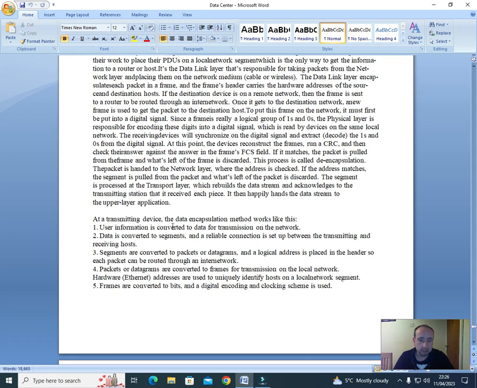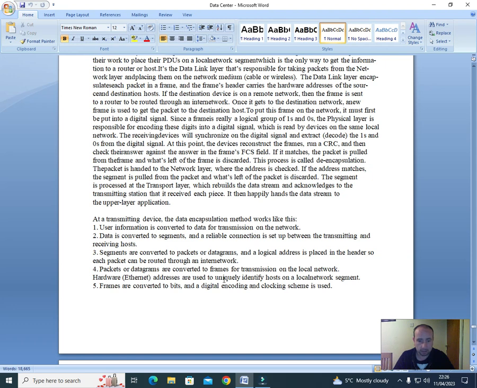At a transmitting device, the data encapsulation method works like this. User information is converted to data for transmission on the network. Data is converted to segments and a reliable connection is set up between the transmitting and receiving host. Segments are converted to packets or datagrams and a logical address is placed in the header so each packet can be routed through the internetwork.